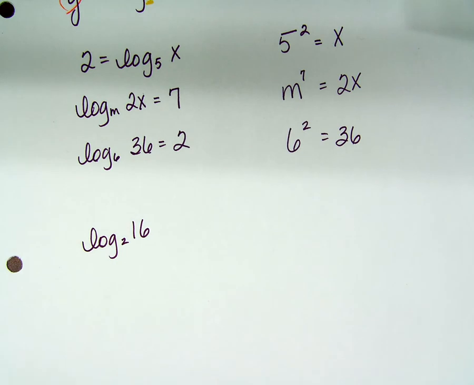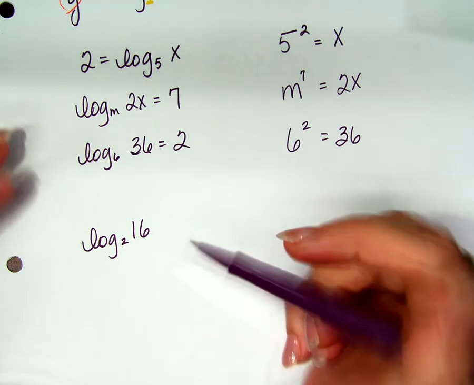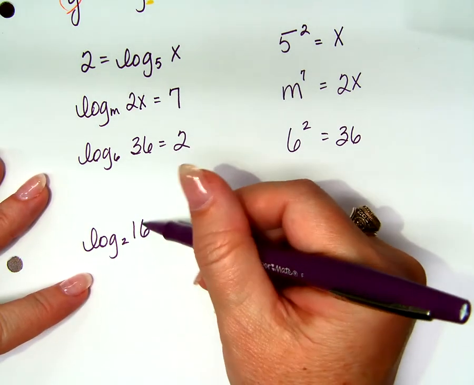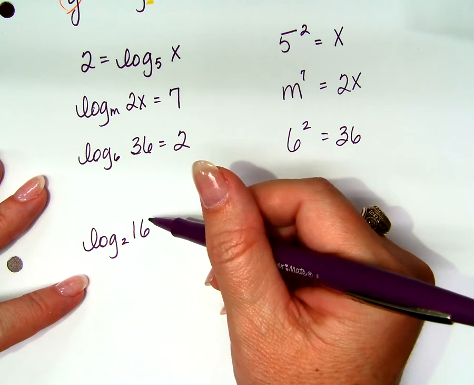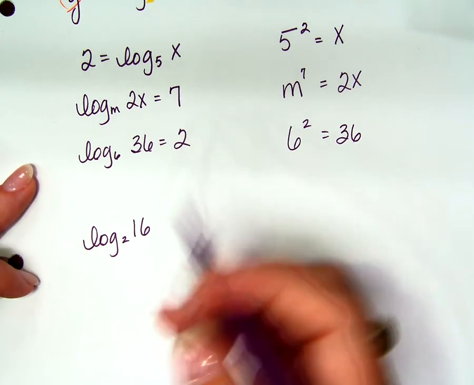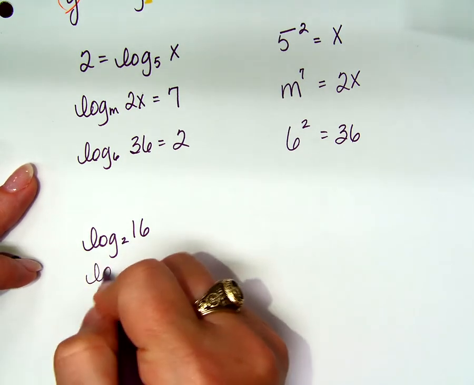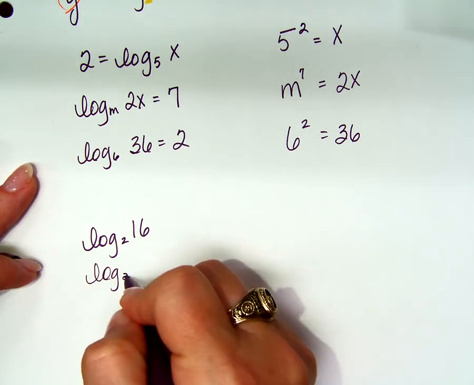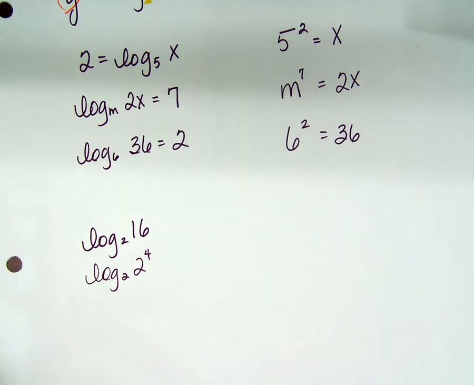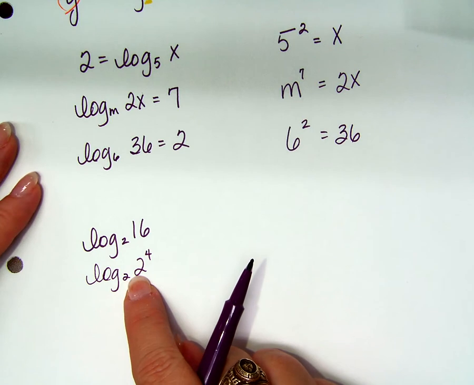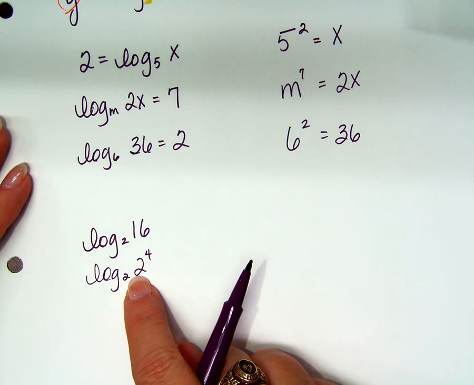So here's what I want you to know. There's some, they're definitely not tricks, they're just kind of shortcuts. Could I rewrite 16 as 2 to the 4th? Would that be okay? So I know that log base 2 of 16 equals log base 2 of 2 to the 4th power, right? So the thing about it is, when the base and the base are the same, guess what the answer is?